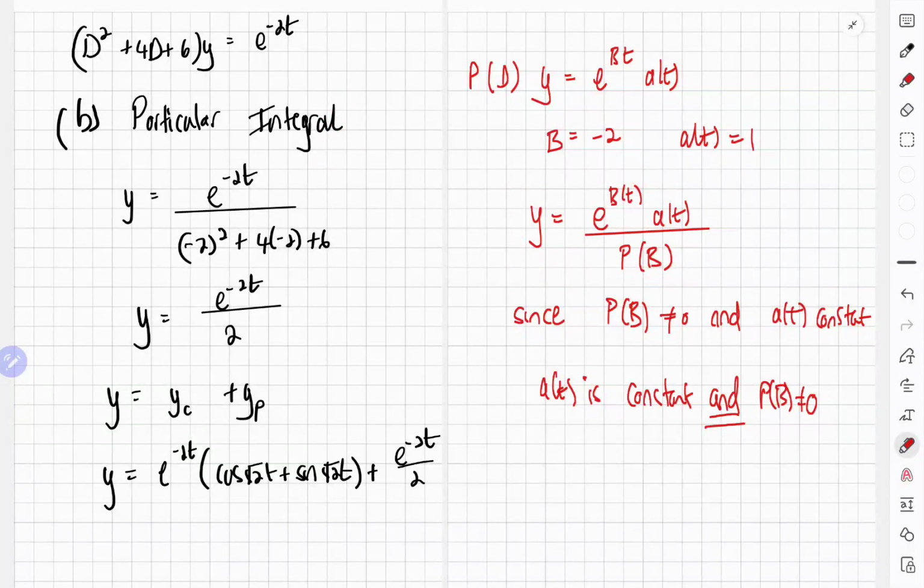So you have e to the -2t. Recall A(t) is just a constant 1. P of beta. So you're going to replace your polynomial in D, you're going to replace D with beta. Beta is -2. Hence, -2 squared plus 4 times -2 plus 6. So you have 2 at the bottom. You are safe because you do not have 0. And there, that was quite quick. There is our particular solution. So this one without the shift rule is very quick.